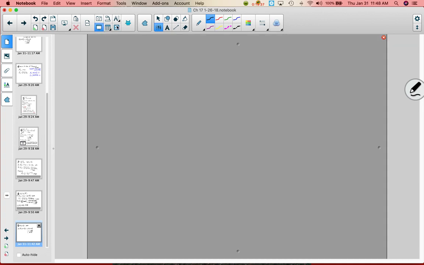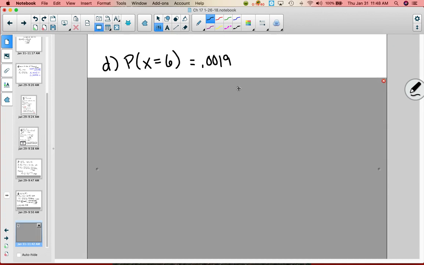Then the last couple parts. Part D asks, what's the probability that there are exactly 6 of each? Well, if there's exactly 6 of each, that means there are 6 right-handed and 6 left-handed. Since if they're not right-handed, they're left-handed, all I really need to know using the binomial model is the probability that x equals 6. 6 right-handers guarantees that there are 6 left-handed. So when you evaluate that, you get 0.0019.